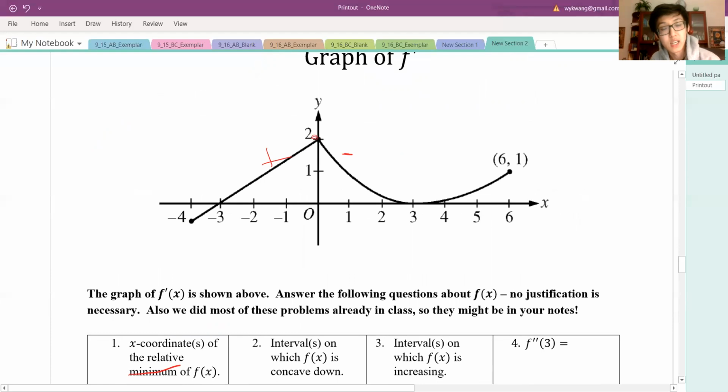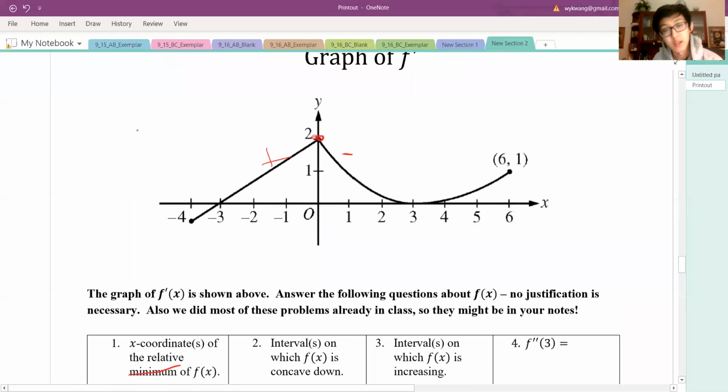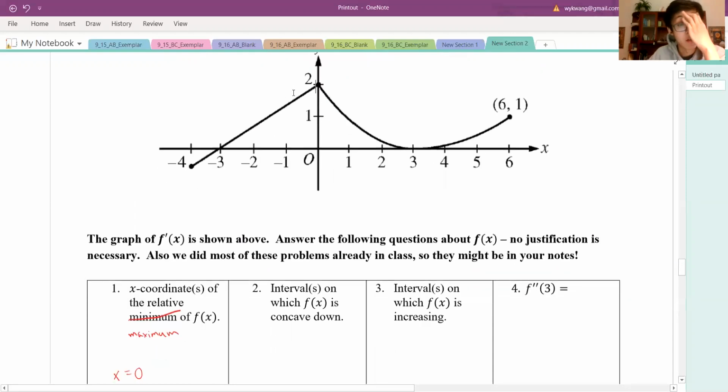So where does it change? At x equals 0. So the answer is x equals 0 for maximum. And you can visually see that this point at x equals 0 is obviously a relative maximum. Concave down. Well, I'll write concave up. Wait a second.